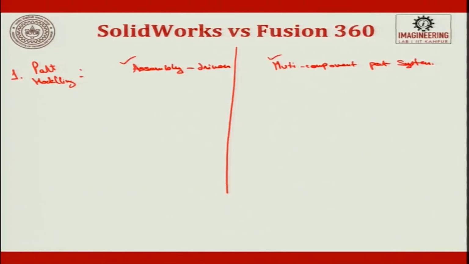Fusion 360 is a multi-component part system in which the components of an assembly are built and assembled in the same file. This actually makes it easier for designers to refer to other components and to build them within an assembly. So, unlike SolidWorks, Fusion 360 does not need to refer to multiple files when building an assembly, although larger assemblies in Fusion 360 can cause issues.